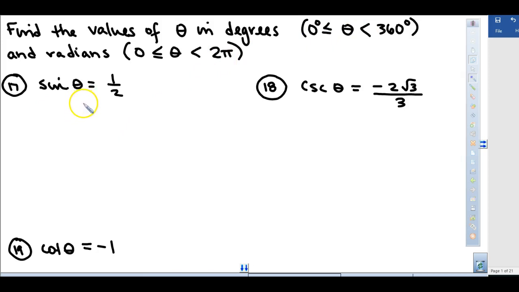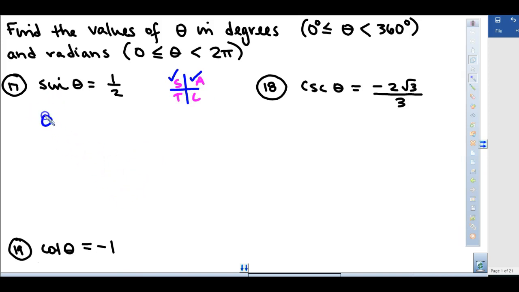So here, I've got sine of theta is 1/2. Well, it's a positive 1/2. That means I'm looking for a first quadrant and a second quadrant. And I get that simply by remembering ASTC. That all my trig functions are positive in the first quadrant. Sine is positive in the second quadrant. And then just tangent is positive here in case sine there, and their inverses.